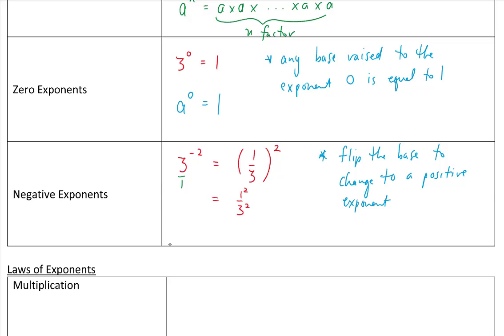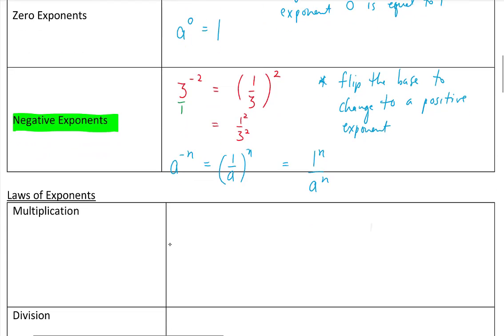equal 1 over 9. So in general, let's say we had a to the exponent of negative n. That would be the same thing as 1 over a to the exponent of positive n, which would be the same thing as 1 to the exponent n over a to the exponent n. So again, this is negative exponents, which may be new to you this year.